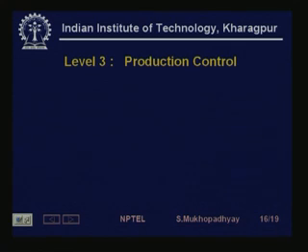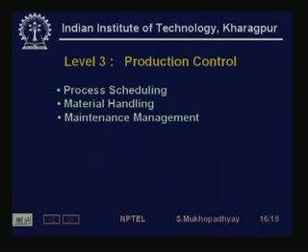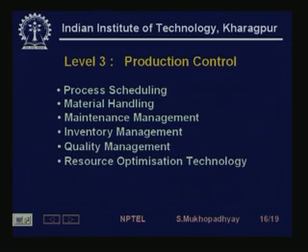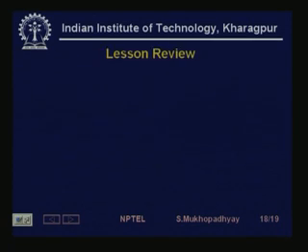We will skip this slide altogether because we do not want to. So we are just looking at the various elements in this, like production process scheduling, material handling, maintenance management, inventory management, quality management and resource optimization technology. They are, as I have mentioned, that they may be online, but they are non real time. Some of them may be online.